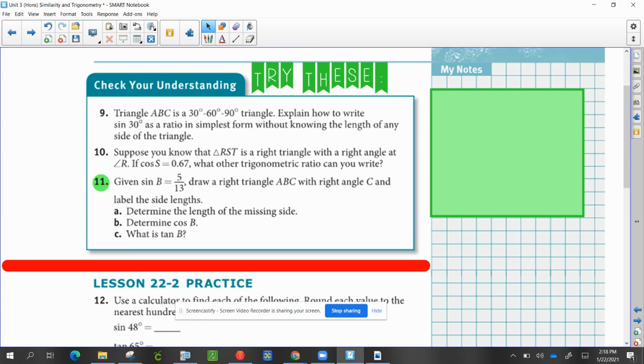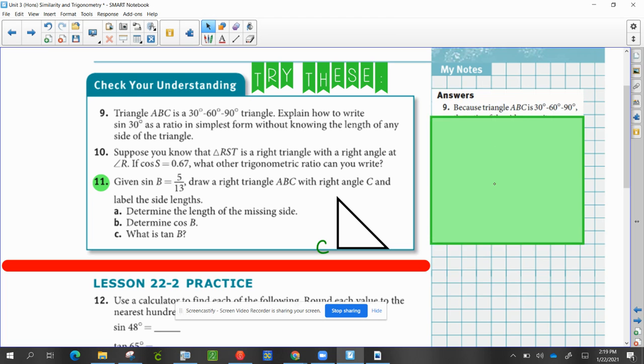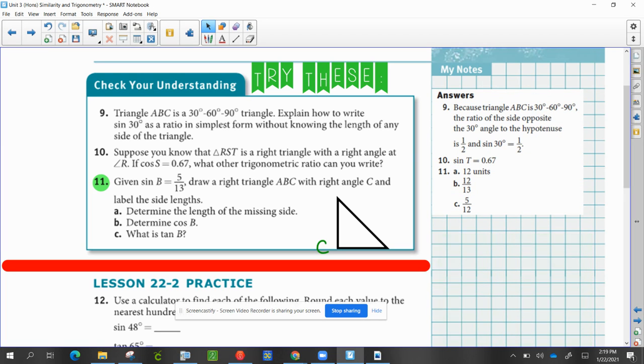Number 11 says the sine of B is equal to 5/13. Draw a right triangle ABC with right angle at C and label the side lengths. So we have a right triangle here. They're saying the right angle is angle C. They told you the sine of B is 5/13, so use that to help you label it. But determine the lengths of the missing sides. What's the cosine of angle B and what's the tangent of angle B? Okay, so for 11, let's look at these answers here.